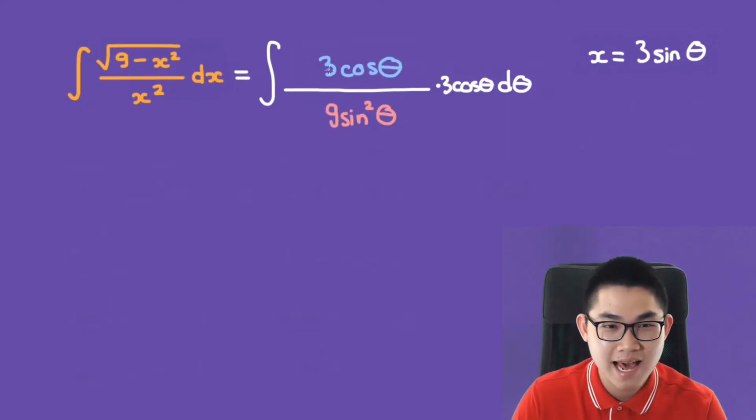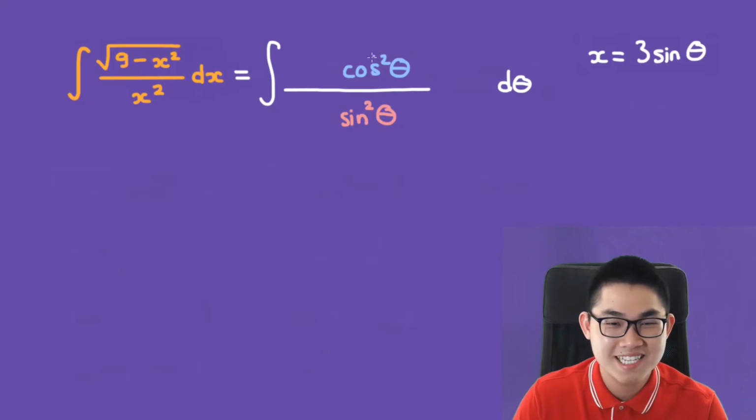Let's go ahead and multiply 3 cosine with 3 cosine over here. So we will get 9 cosine to the power of 2. And here the 9 and this 9 will cancel out. So what is this going to be?